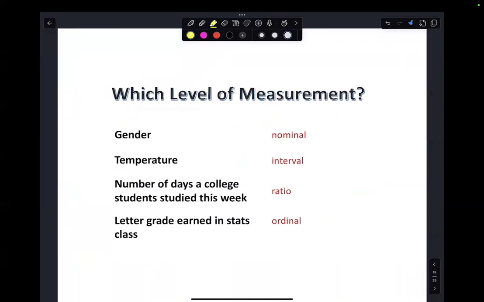See, these weren't supposed to already be on there, but gender would be nominal because it doesn't matter what order it is. Temperature is interval because the zero does not mean absence of value. Number of days a college student studied this week. If you studied 0 hours, you didn't study. Therefore, it's ratio. Zero does mean absence of value. Letter grade earned in stats class. It's ordinal because grades go A, B, C, D, F. It was supposed to be blank and we were supposed to talk about them and write them in, but I messed up. We doing okay so far? Is everybody still alive? Okay.